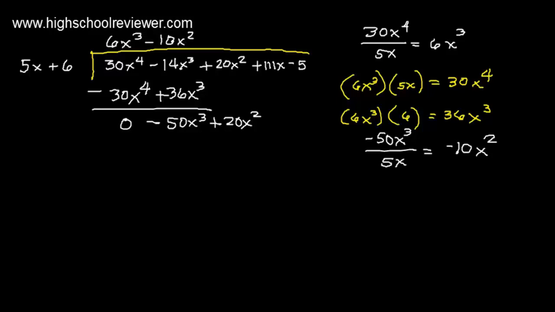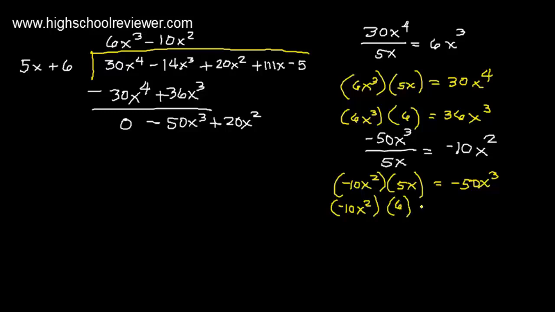And then multiply negative 10x squared to 5x plus 6. Okay. So multiplying, we will have negative 10x squared multiplied by 5x. This will give us negative 50x cubed. Negative 50x cubed. And then multiply negative 10x squared to positive 6. Negative 10x squared multiplied by positive 6. This will give us negative 60x squared.